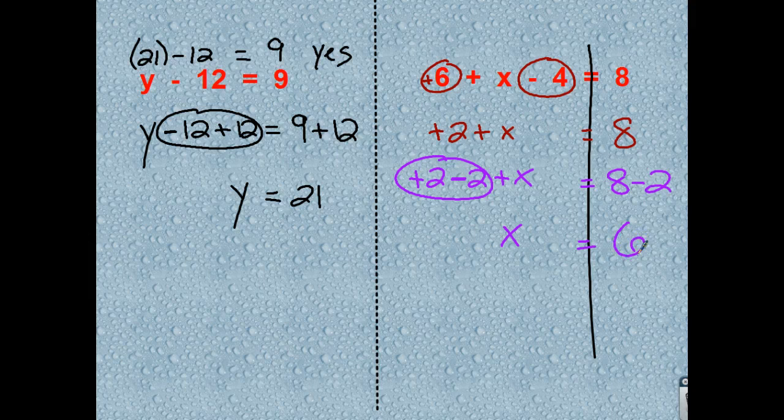Let's check our work. I have positive 6 plus my x. What was my x? 6 minus 4. Is that equal to 8? Let's check it out. 6 plus 6 is 12. 12 minus 4 is 8. So yes, it checked.